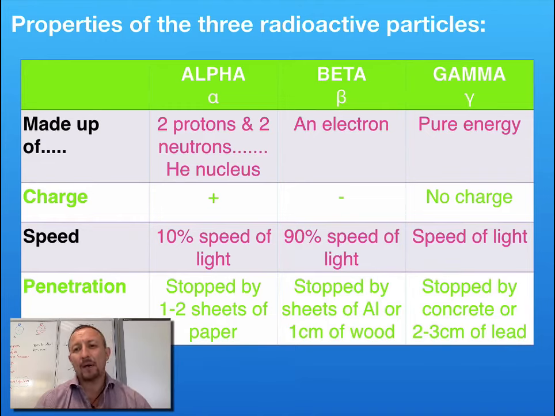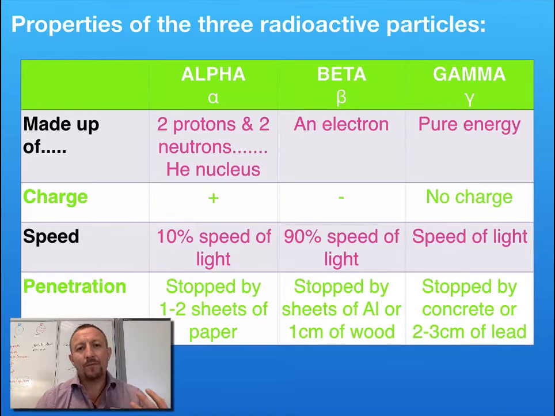Finally, we've got gamma. Gamma is pure energy. So there is no charge present on the gamma particle, traveling at the speed of light, and we find it at the far right-hand side of the electromagnetic spectrum. So basically it isn't a particle as such, because it's in the form of energy, and it can be stopped by thick layers of concrete or lead.